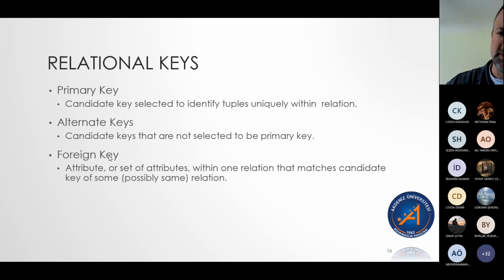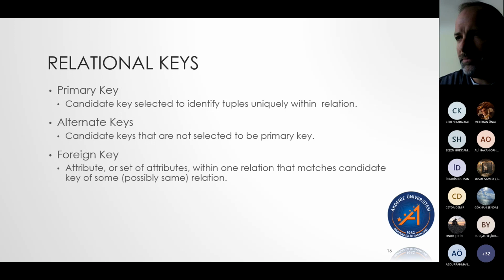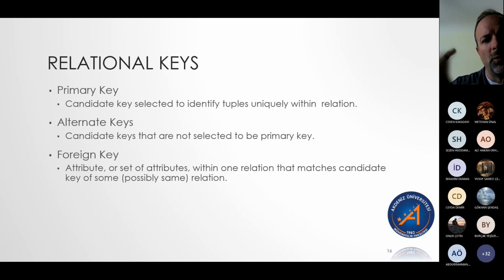Okay, and then we've talked about CK, PK, foreign key or FK. We listed that at the beginning on the outline. That is going to be an attribute or set of attributes that matches the primary key usually, but it could be a candidate key of some other or possibly same relation. So, for example, if I wanted to say what students are in this course right now, right?